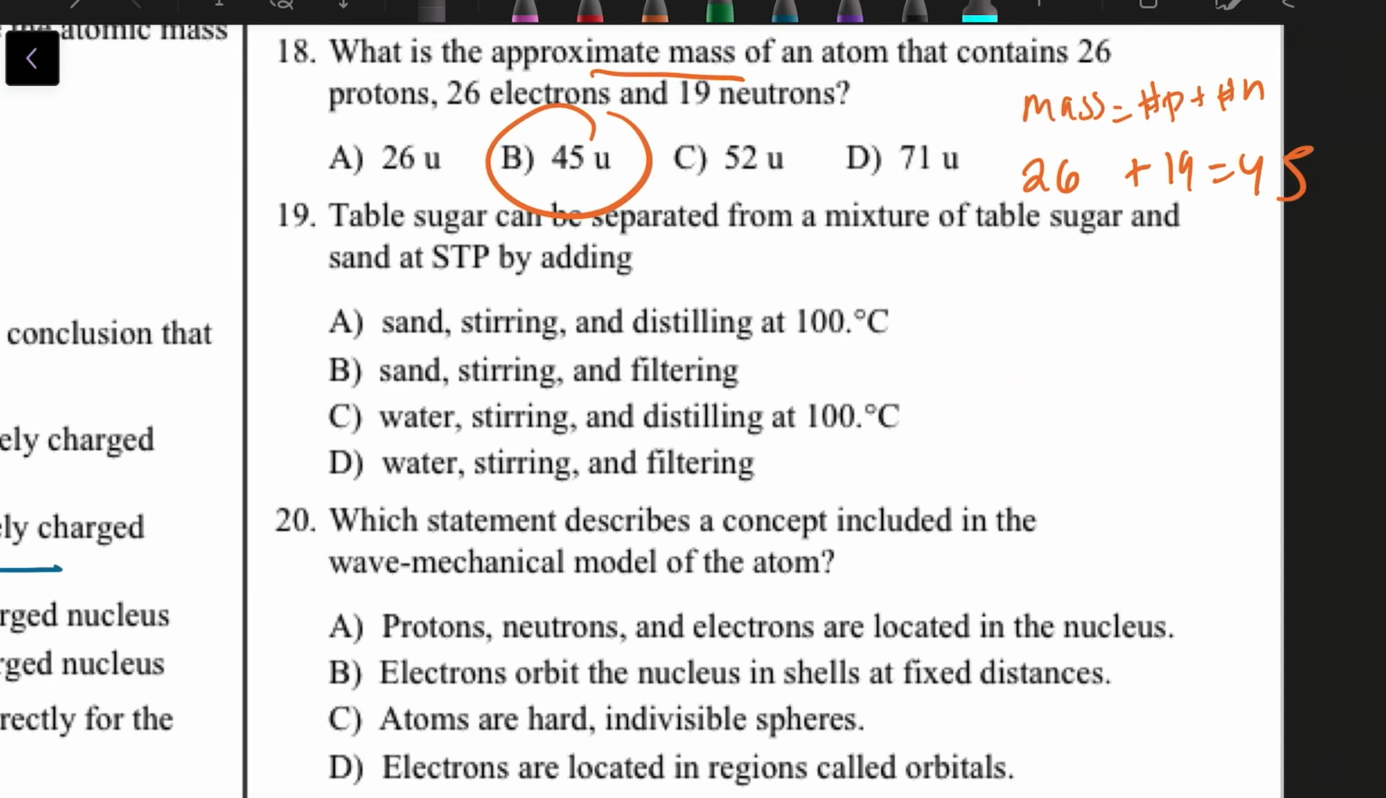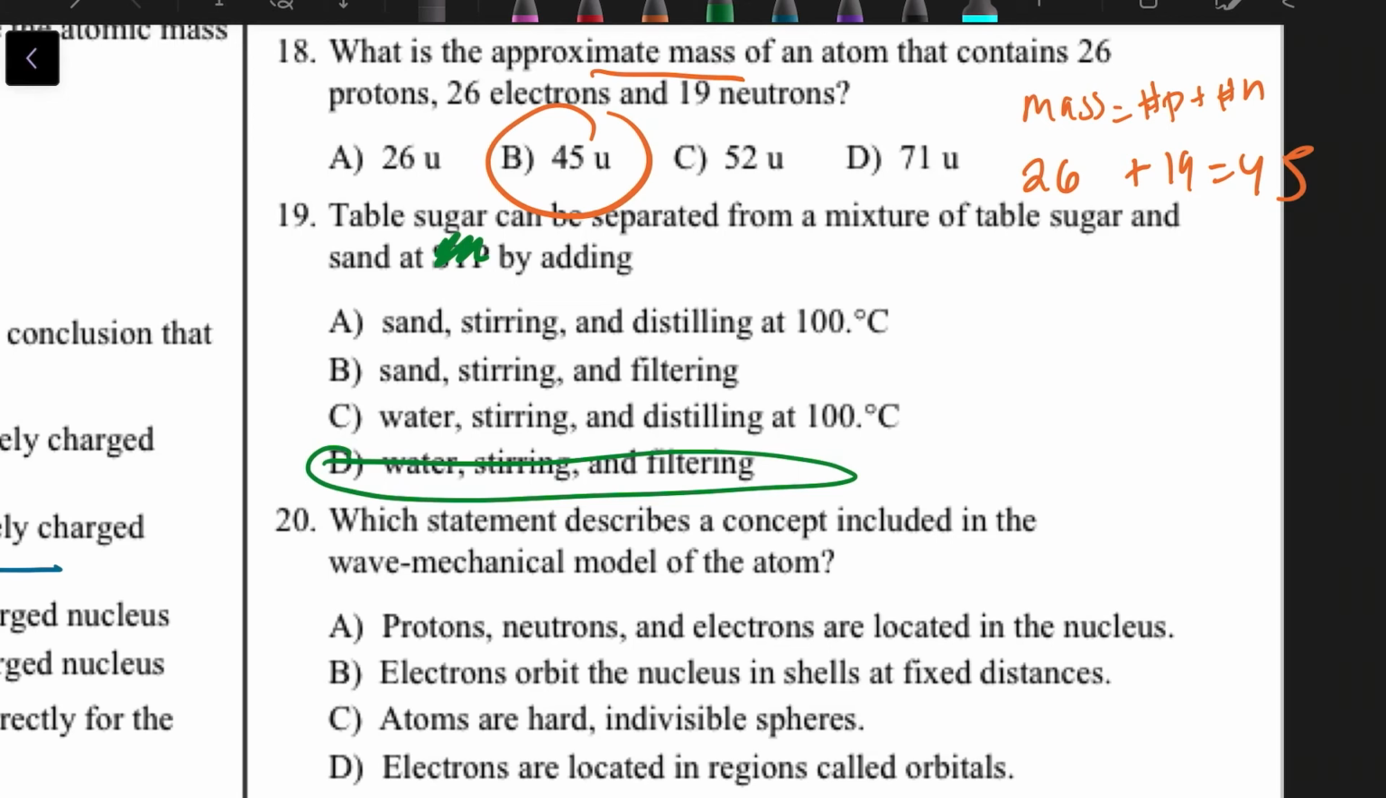Number 19, table sugar can be separated from a mixture of table sugar and sand at STP by adding, it's going to be choice D. Now for every unit except for gases, you can ignore the fact that it says STP. It stands for standard temperature and pressure, but it's 100% irrelevant to any question that you read.